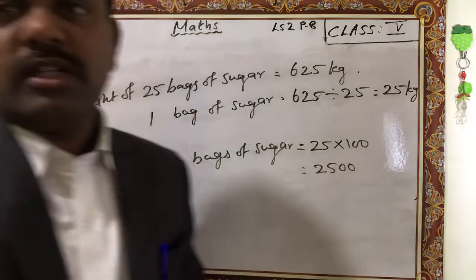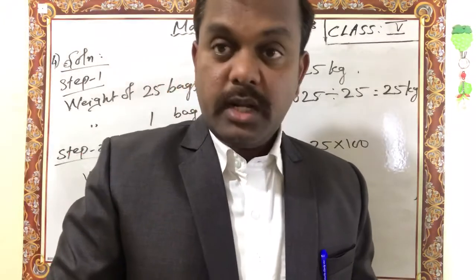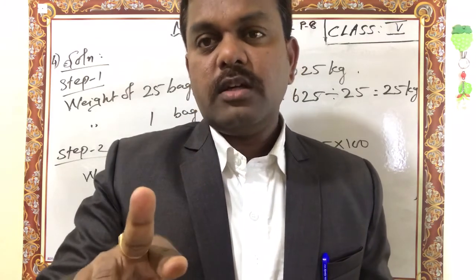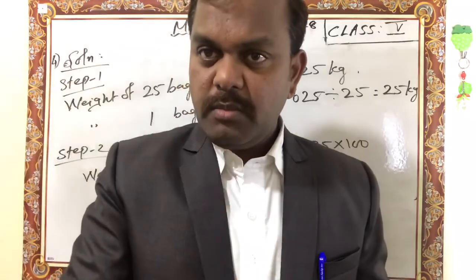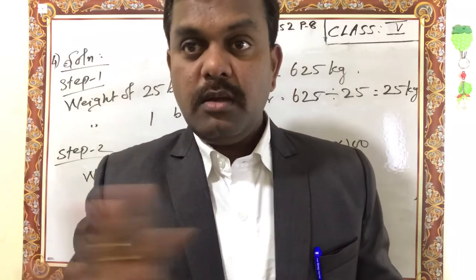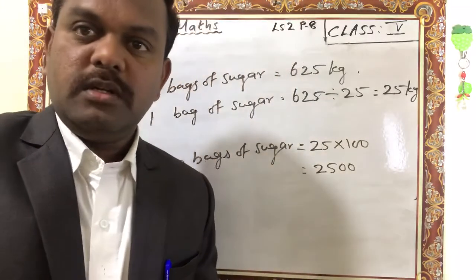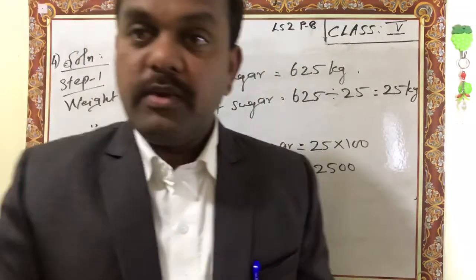So our concept is the unitary method: finding the cost of one object and then finding the cost of other objects. One object by division method, more objects by multiplication method. This is the method you have to follow in the unitary method. So this lesson we finished.